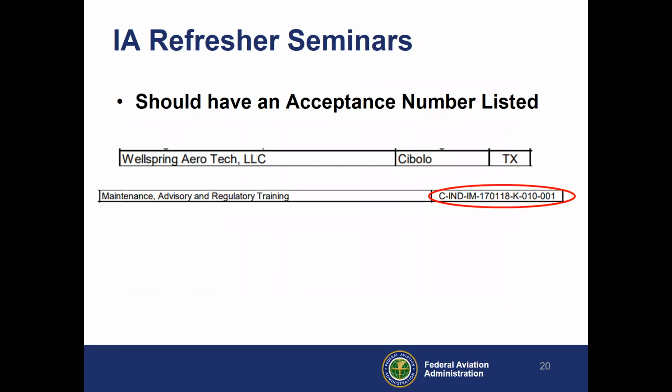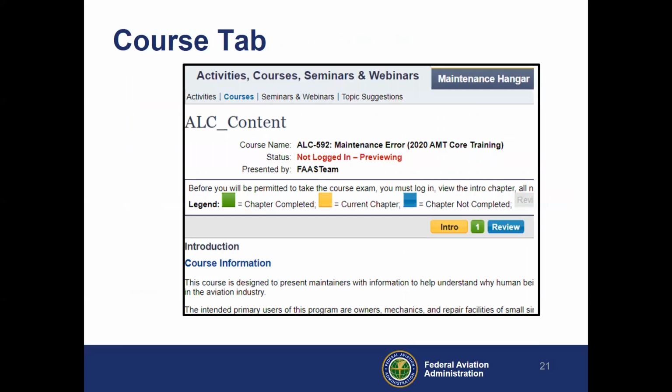And even your local IA refresher seminar will probably be on the list, and it will have a number. And that's the one that was done in the San Antonio district the last time. There's the number. Now, if you click one of the hyperlinks, it will take you to the course. Make sure you're logged in and not just in the previewing mode, as it says there, if you want to take the course and get credit, because you can go through it in just preview mode, but you won't get credit until you're actually logged in. So just be aware of that.